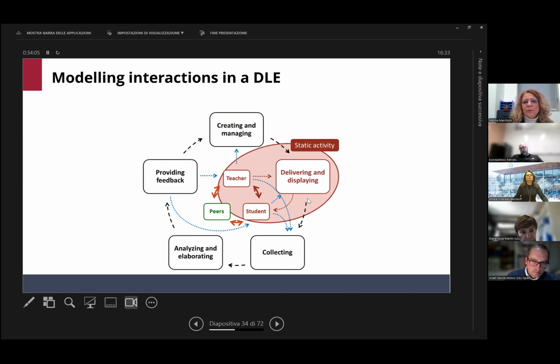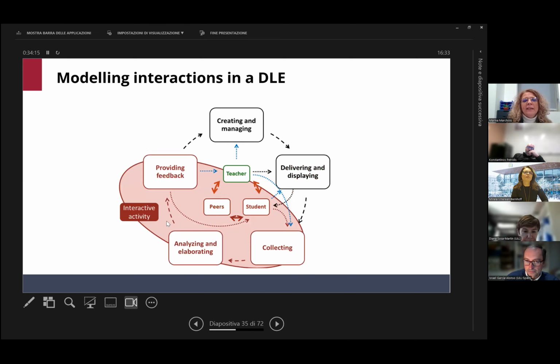In this part, you can see that there are a lot of contents, always available to the students and the teachers. But in this part, you can see the interactive activities, which means that they work together and a lot of data is collected and elaborated in order to give feedback and also to change the creation of the material. So what does it mean?